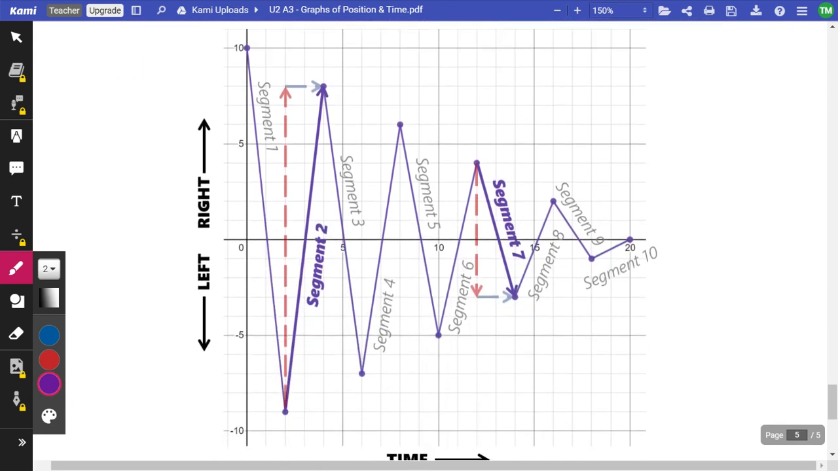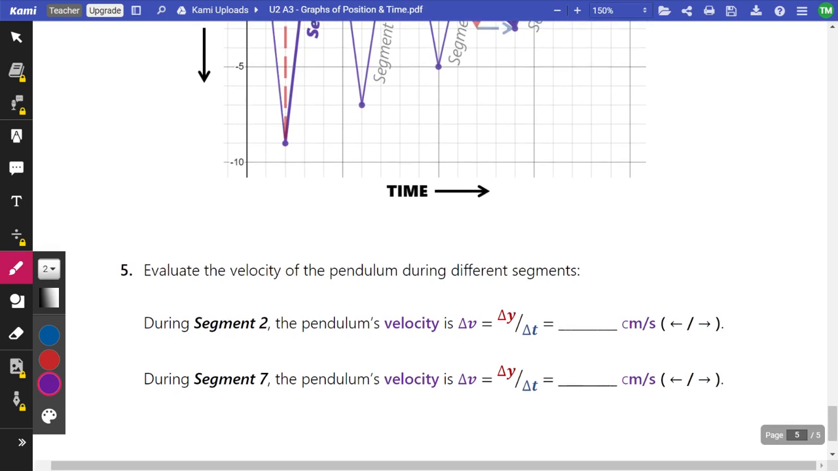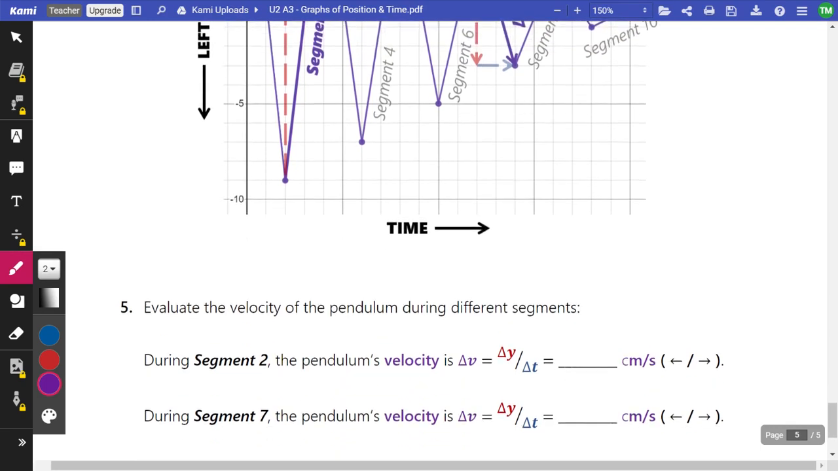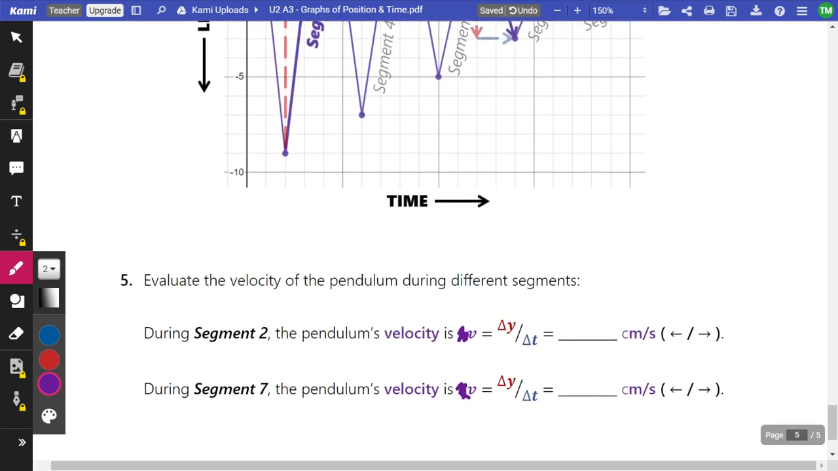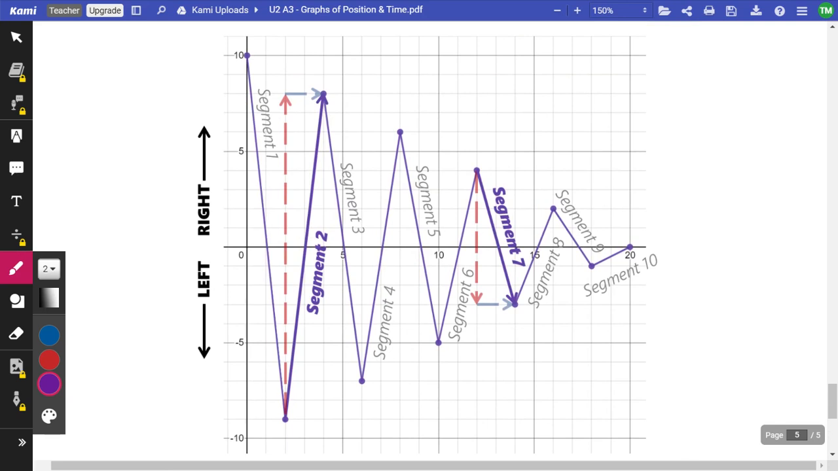So there's our graph again. We want to look at segment 2 and segment 7. We want to figure out what the velocity is, and then whether it's going left or to the right. And again, we don't really need that delta there. So let's do segment 2. Actually, let's do segment 7 first. I think that one's a little bit easier.